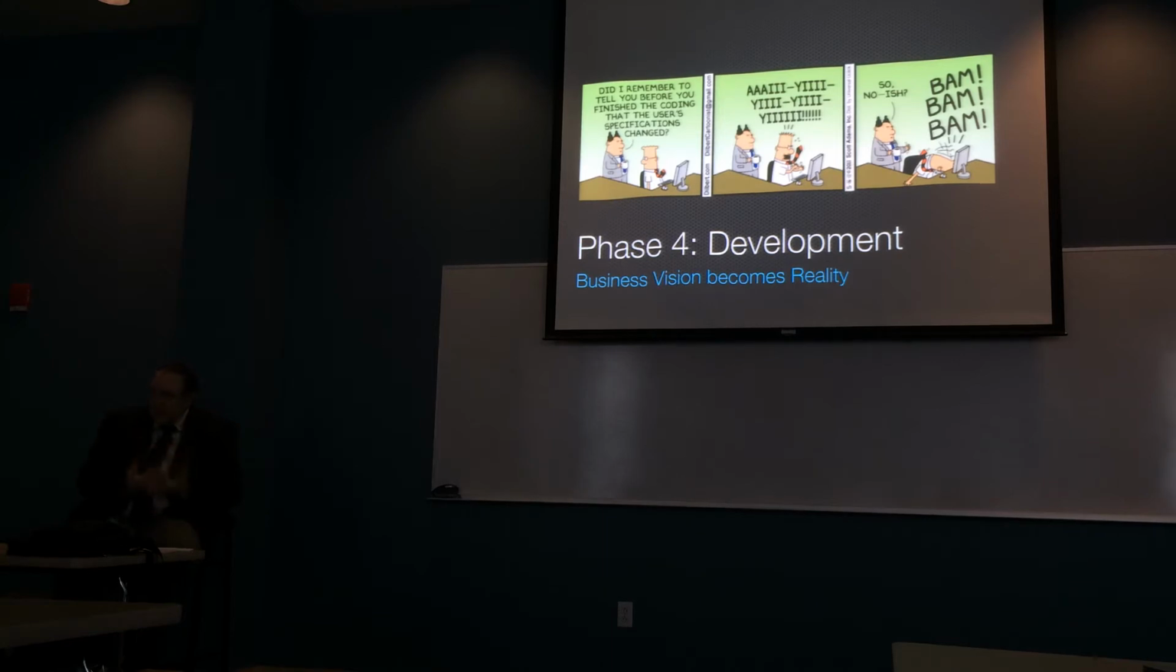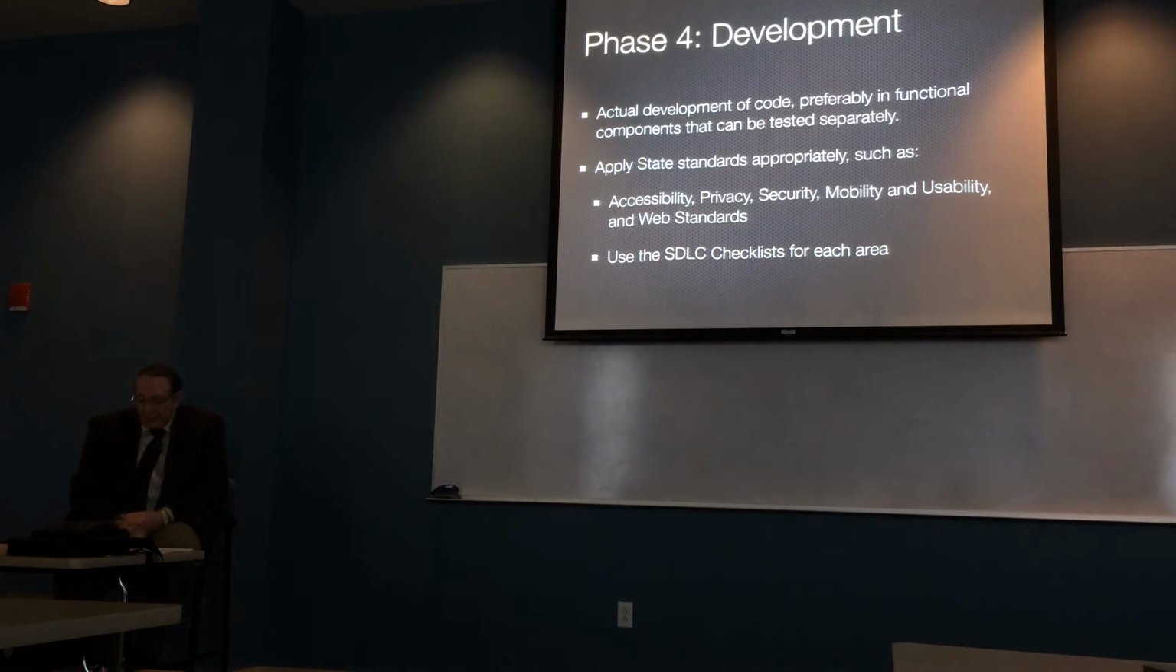The business has an idea of what they want this thing to do, whatever it may be. Our job is to make that a reality. So we're bridging the gap between vision and reality, and we've got to be practical and reasonable. And it's a bit of a challenge. So now we're developing code, again, preferably in functional components that can be tested separately, and as Norm said, give you some quick wins.